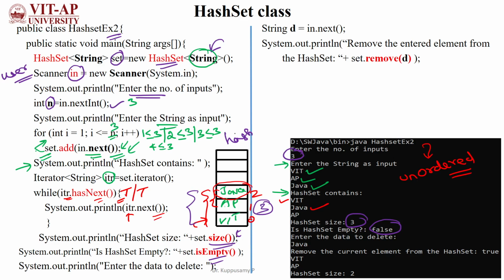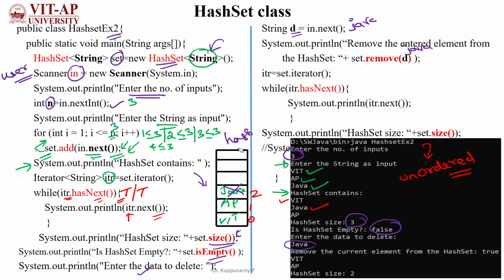Then I want to delete an element. So enter the data to delete, which is available inside the hash set. Then I am entering Java. Here Java is given as input, so that is passing here, remove Java. So after removing Java, we will have only two elements in the set. Okay, so that's what is given here, right? So based upon that, Java is removed, then remaining elements are displayed by using the itr iterator variable. So you see VIT and AP are displayed.